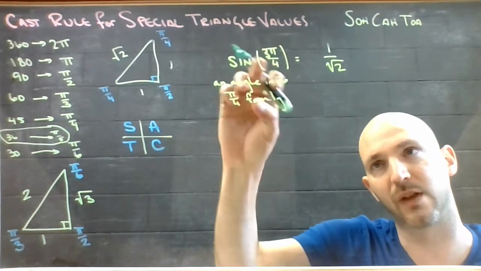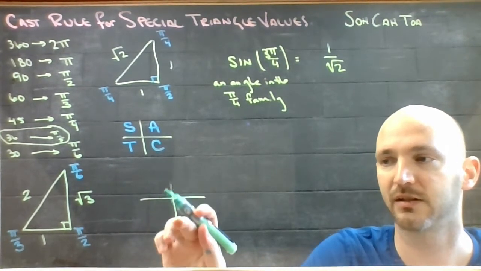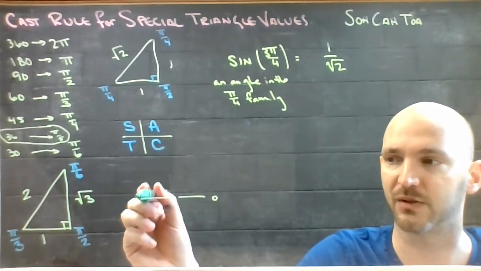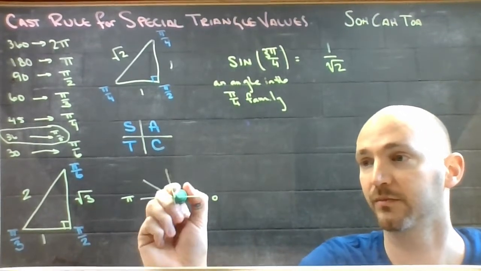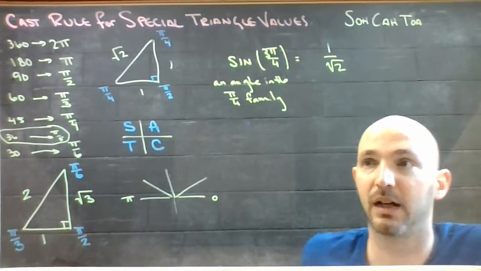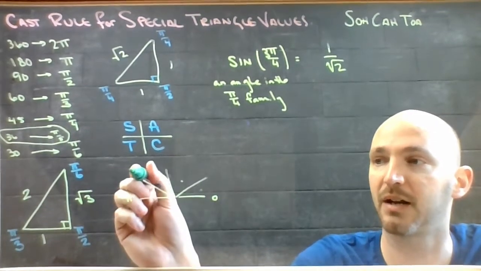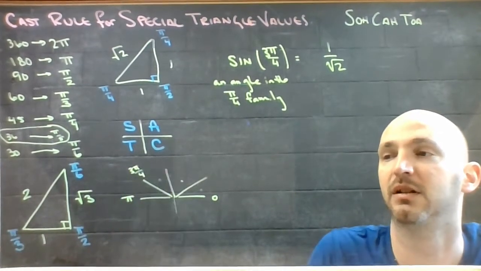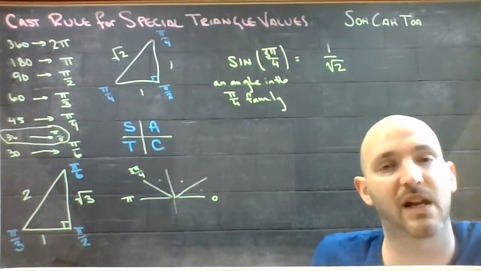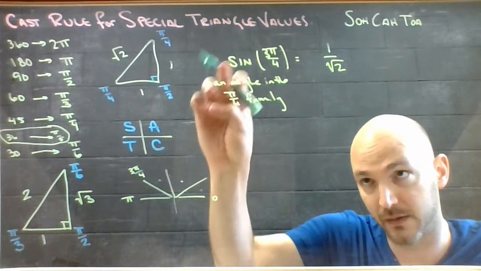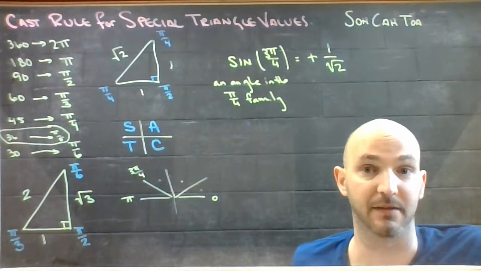So I take my pi over 4s there. I'm going to take this line that goes from 0 to pi, and I'm going to split it into quarters. And then I'm going to do 3 of these pi over 4 wedges. So 1, 2, 3 pi over 4 is right there in that quadrant. And that quadrant is up here where sine ratios are positive. This is a sine ratio, so my value should be 1 over root 2, positive.